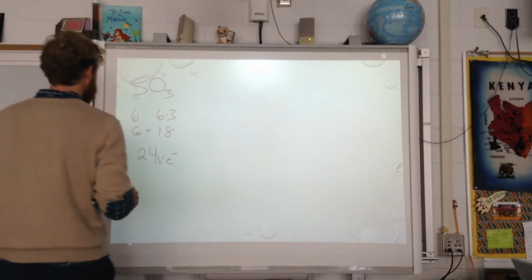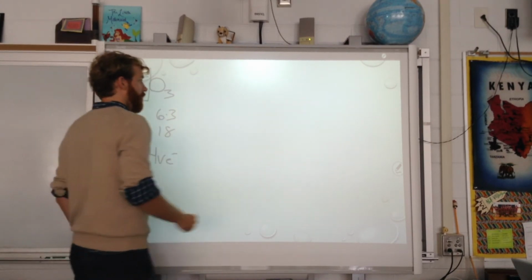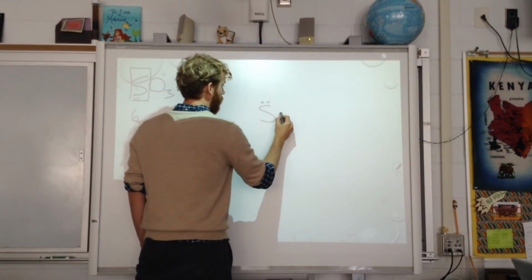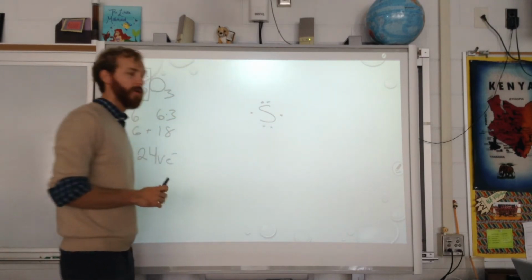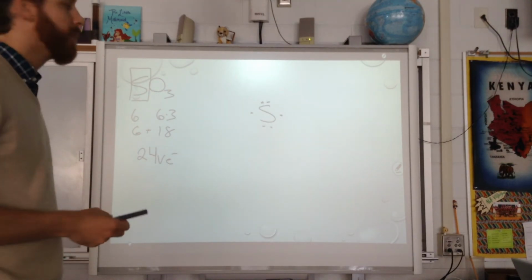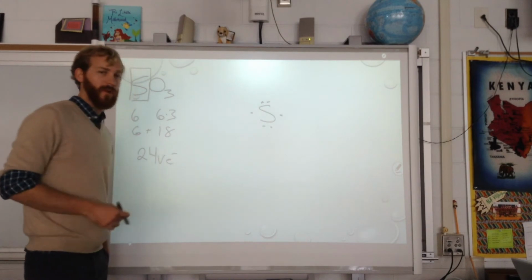Now the first element normally always goes in the middle, so sulfur. So I'm going to put sulfur in the middle with 6 dots. Now it doesn't quite matter where we put those 6 dots. You can do it however you'd like. I do it this way just for no reason.